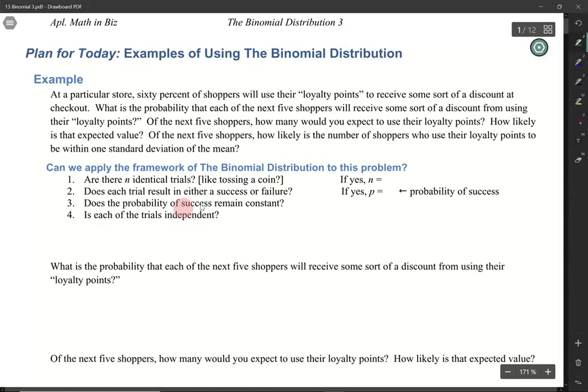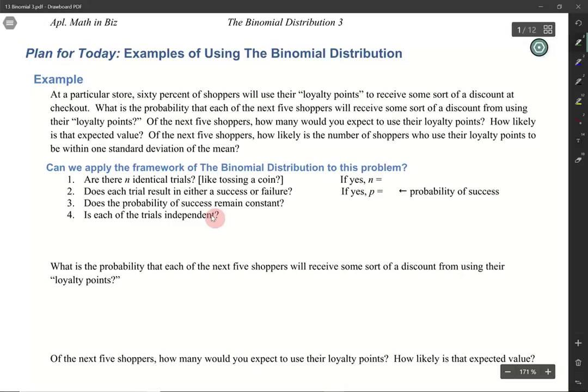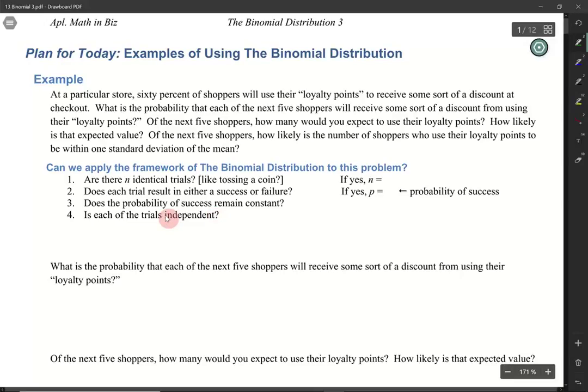Then, does the probability of success remain constant? Sometimes it changes, but in our problems, yes, it will remain constant. And then, is each of the trials independent? Every additional one that you do does not depend on the previous one. Generally, in our 200 level class, the problems geared for the binomial distribution will all satisfy it, but in general, this is what you want to look for.